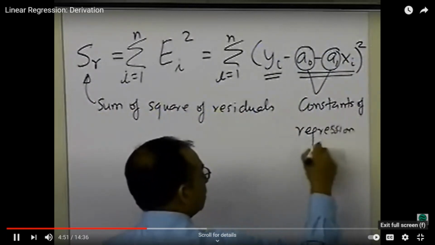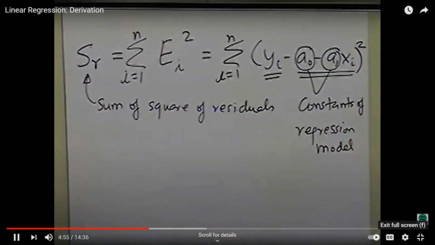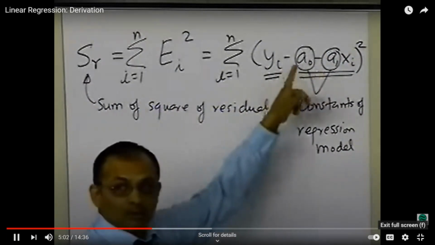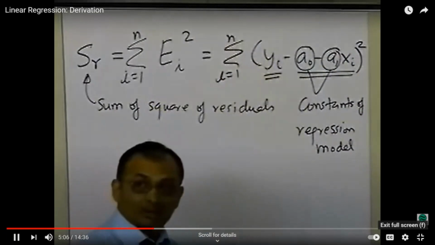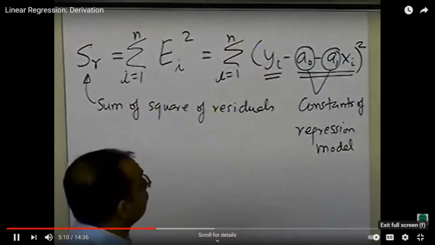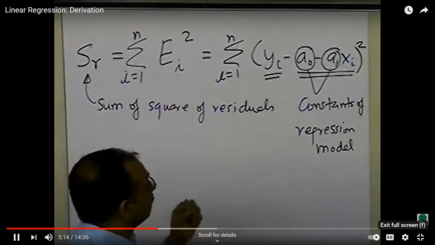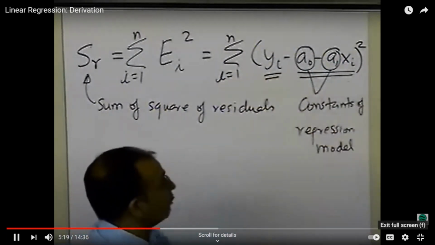Depending on what kind of regression model you're drawing, in this case we are doing a linear regression, so a0 and a1 are the two constants of the regression model. You want to be able to find those. Those are something which are in your control, and you want to control them in such a fashion that this whole summation becomes as small as possible. You cannot make it exactly zero. If you make it exactly zero, that means the straight line has to go through all the data points, which is not going to be the case when you're doing regression. So you want to make this as small as possible.